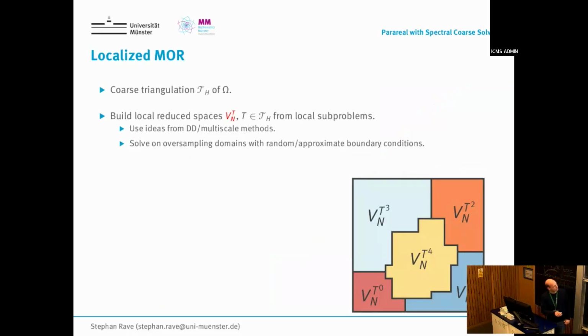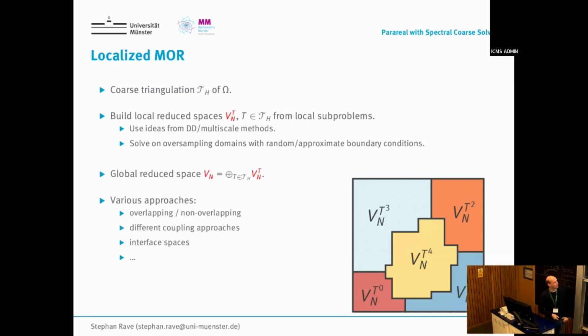So we take a domain and then we enlarge this domain to a so-called oversampling domain, and then we prescribe some boundary conditions we don't really know on the oversampling domain. But for elliptic problems, at least the high frequency parts of the error will go away if I move away from the boundary, and so I can get good approximation spaces locally. And then I somehow have to couple this, and there are various approaches to do that.